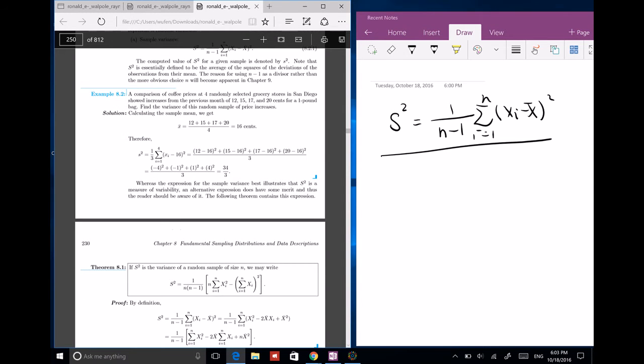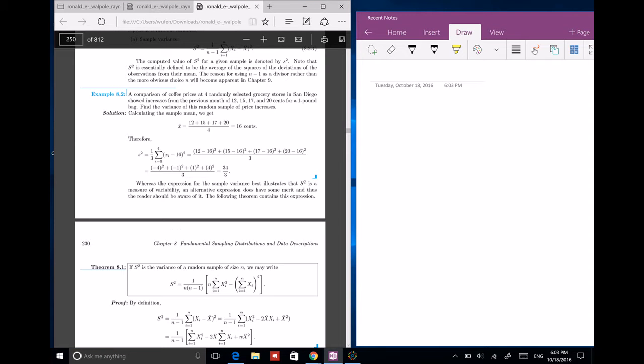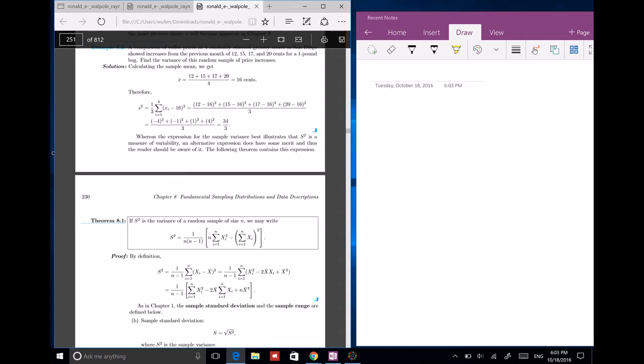And in the video when I do the homework, I will also introduce how to use software to find the sample mean and the sample variance, like StatCrunch or Excel. You can use either one of the software to find the sample mean and the sample variance.